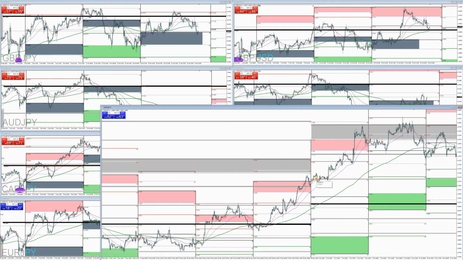This one here opens up right there, so we would have been stopped out, full stop on this one. Let's see here. If it opened up, we would have taken it right here and a full stop, minus 101 pips on that one.